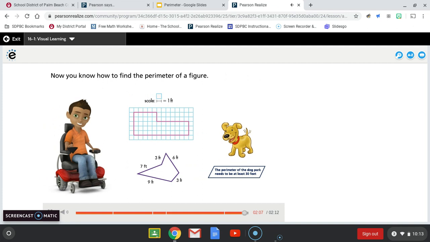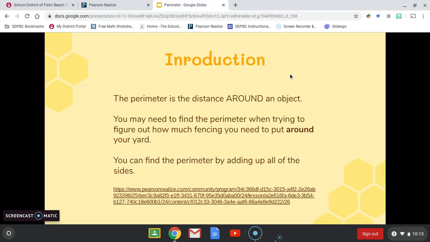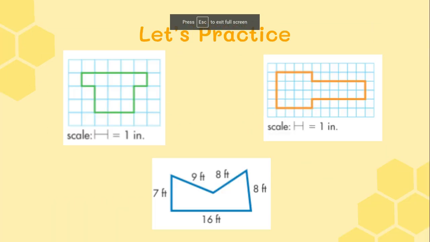Now you know how to find the perimeter of a figure. Okie dokie. We're going to go to our slides and do a couple of practice questions, and then you're going to do some in your exit ticket. This is a good time to tell you what the secret word of the day is. Our secret word of the day today is going to be dog. So we found the perimeter of a dog park. So our secret word is going to be dog.